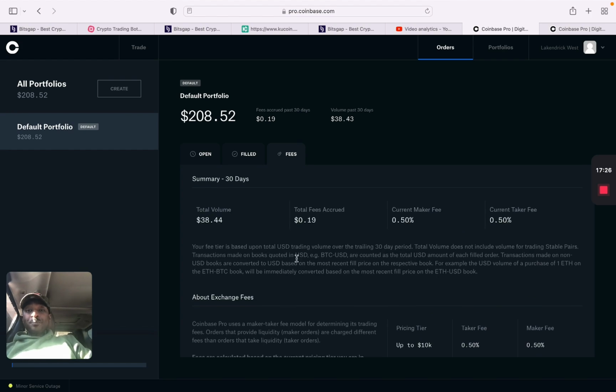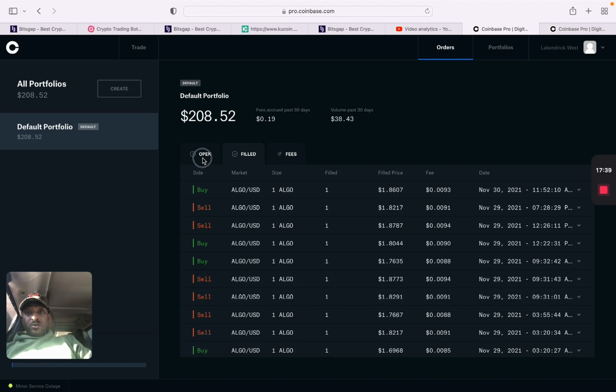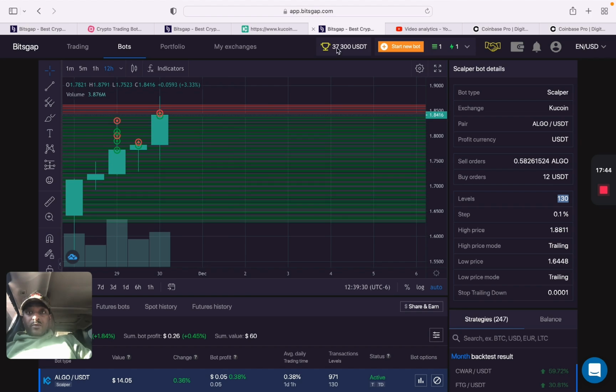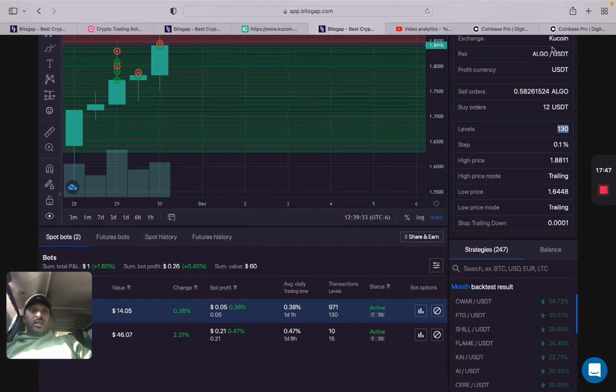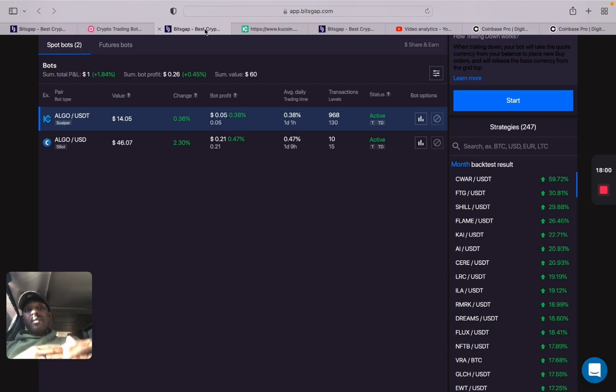But right now, again, I've paid 19 cents in fees on this one, but like I said, I've also made 21 cents in profit. So 19 cents in fees is not fees that are coming out of my pocket, because the way that the bot works is that it makes its trades and accounts for the fees at the same time.